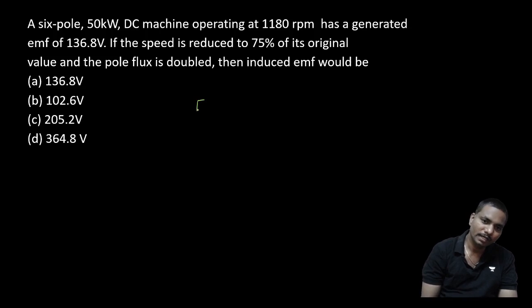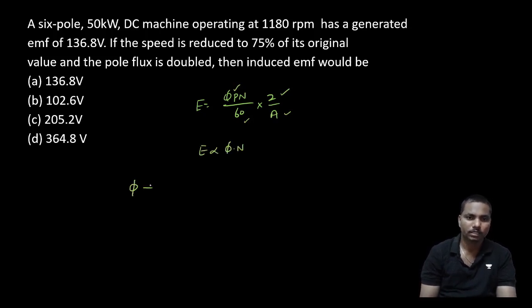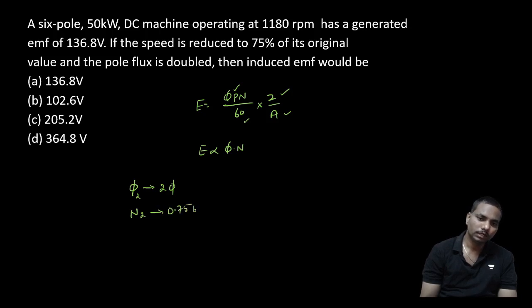We know very well the EMF equation is φPN by 60 into Z by A. Here the number of conductors, parallel paths and also poles are constant, and 60 is also constant. So EMF is always proportional to φ into N. If the φ is doubled, and the speed is 75% of the original speed, then what about the EMF?